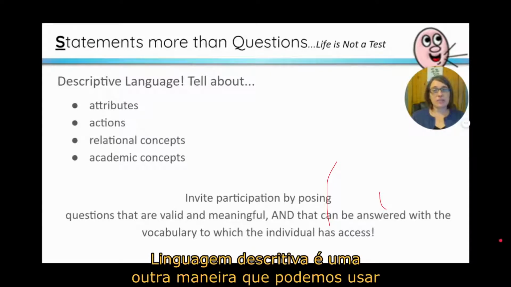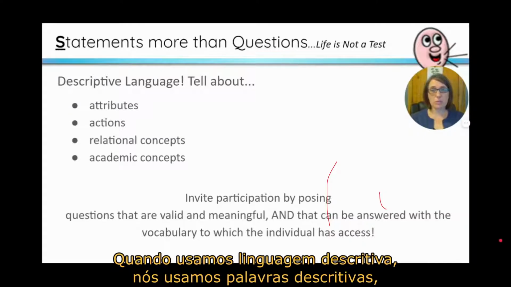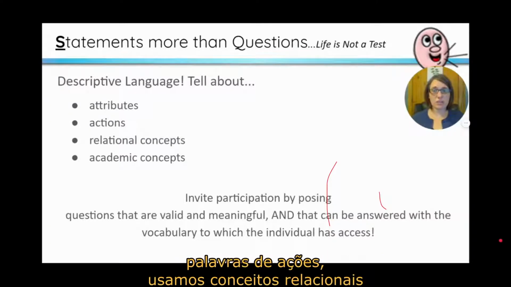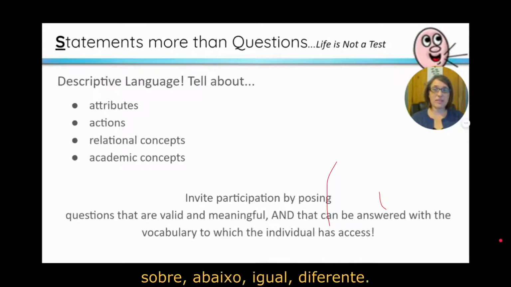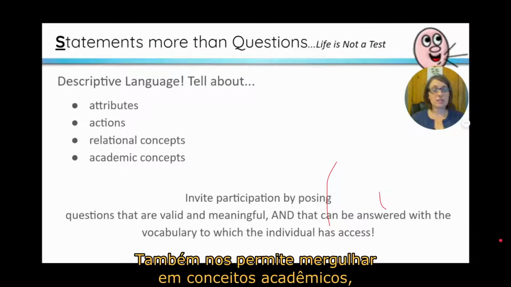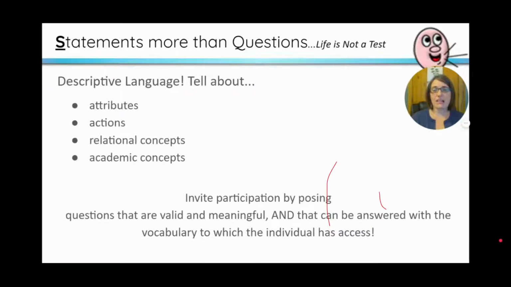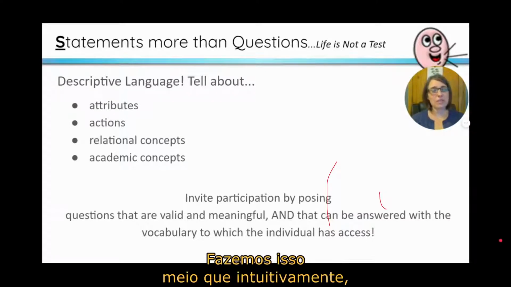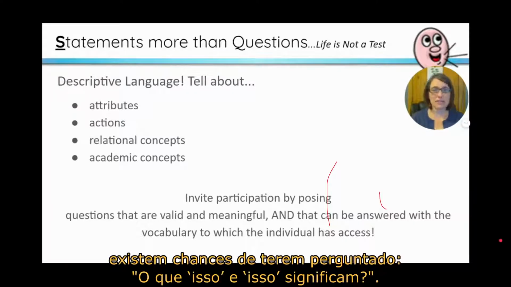Descriptive language is another example of a way that we can use statements more than questions. When we use descriptive language, we use describing words and action words. We use relational concepts. So those might be position words like in, on, under, or same and different. It also allows us to really dive into academic concepts and understanding extended vocabulary. We do this sort of intuitively. If you have young kids in your life, chances are they've asked you, like, what does such and such mean?